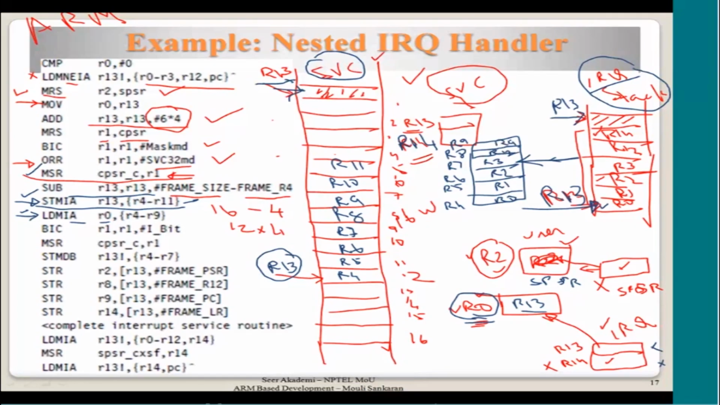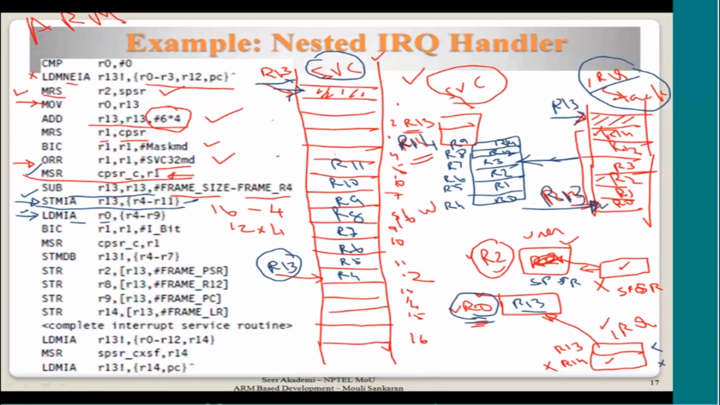So why are we doing this? Because we want to save it in this stack. There is no instruction to copy from one memory to another memory. So we have to bring it to the register and then move it to the memory, because both stacks are in memory. Then you may wonder, why are we doing it?